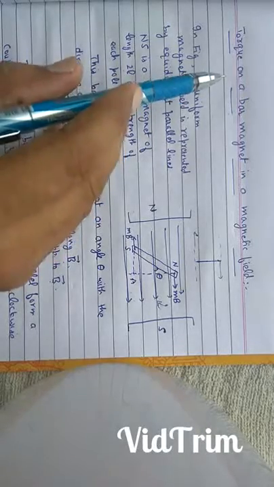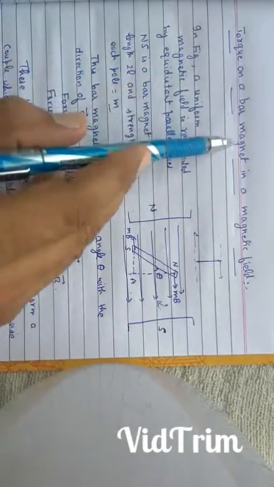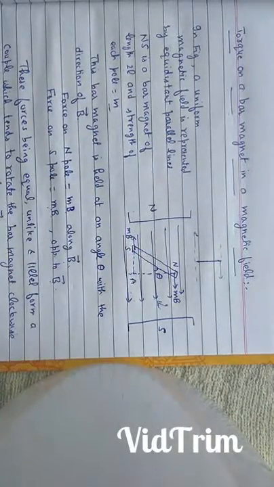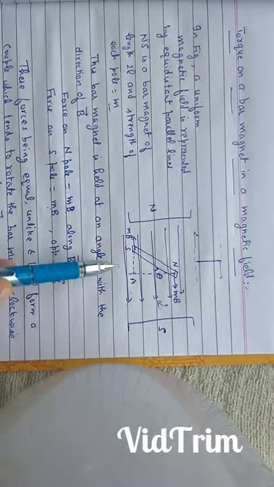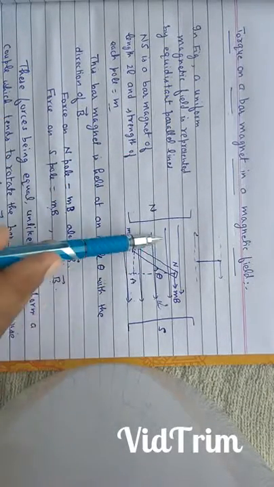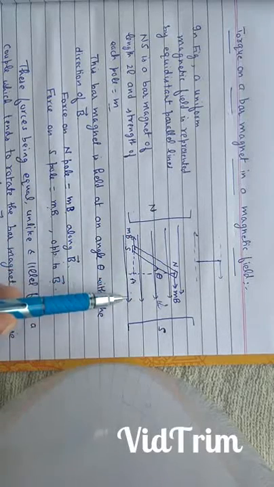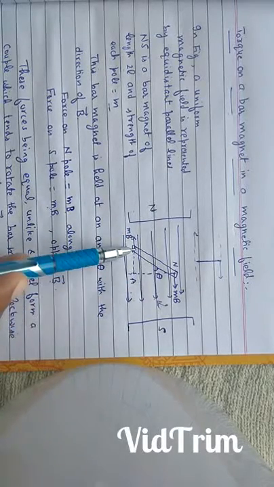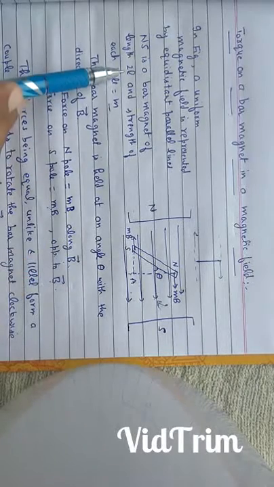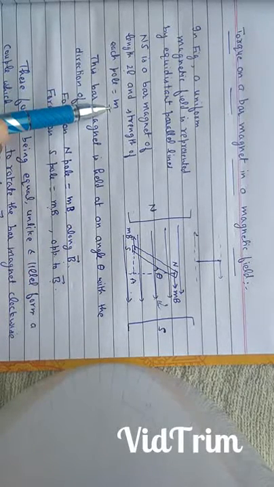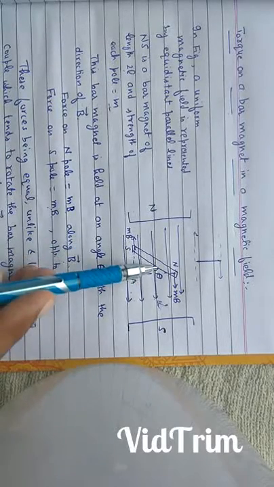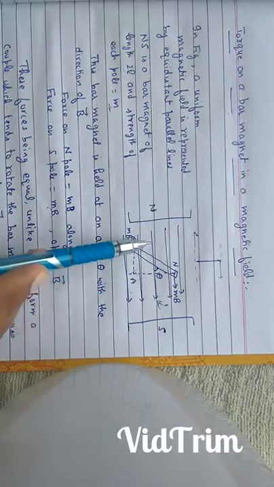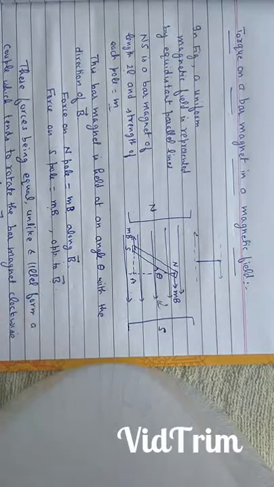Students, now we will study our next topic, torque on a bar magnet in a magnetic field. In this figure, a uniform magnetic field is represented by equidistant parallel lines. NS is a bar magnet of length 2L and strength of each pole of the bar magnet is M. This bar magnet is held at an angle theta with the direction of magnetic field B.